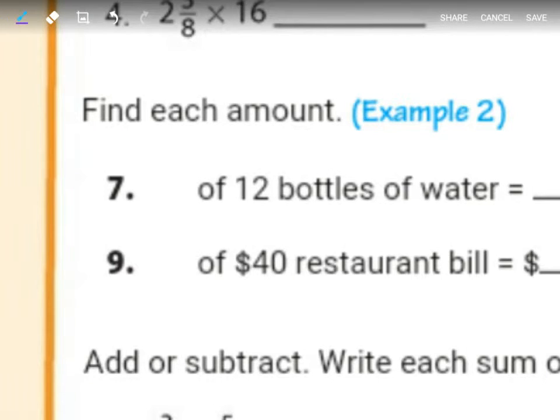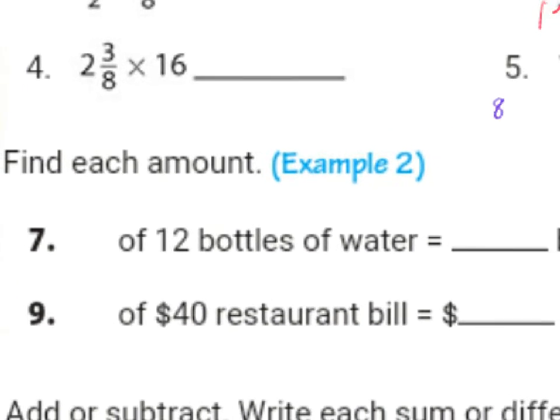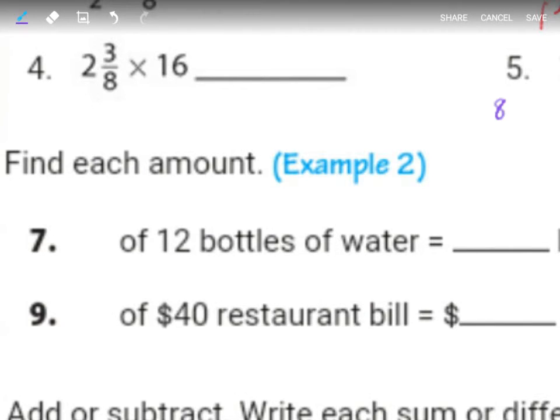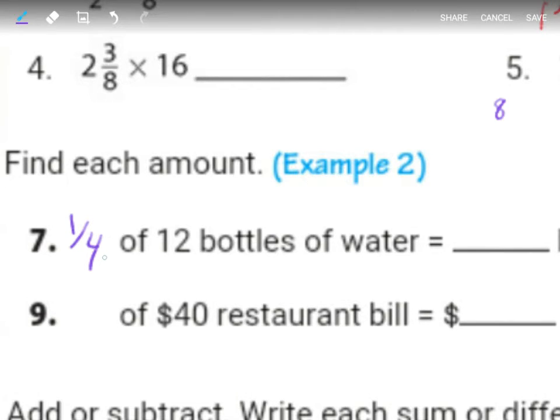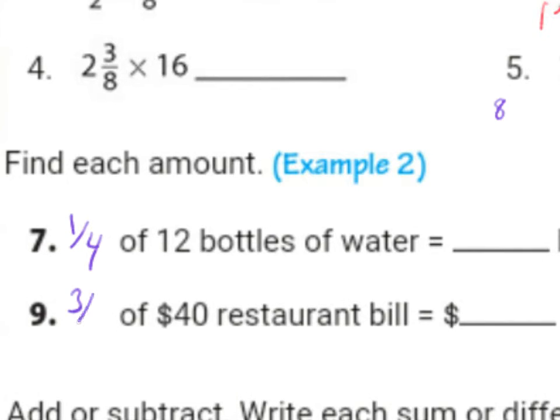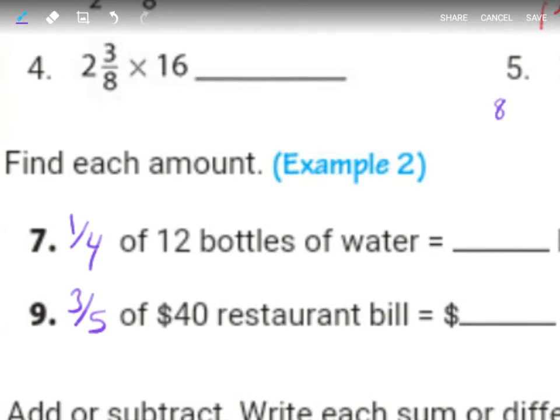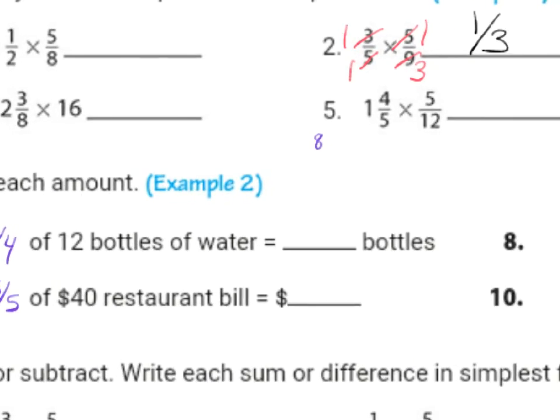Now, this problem is not completely printed right or typed right. I'm looking at the packet over here, hard copy of it. It should say 1/4 right here. And on this one it should say 3/5. So we're going to work this and we're going to see what happens here. We have 1/4 of 12 bottles of water equals how many bottles?